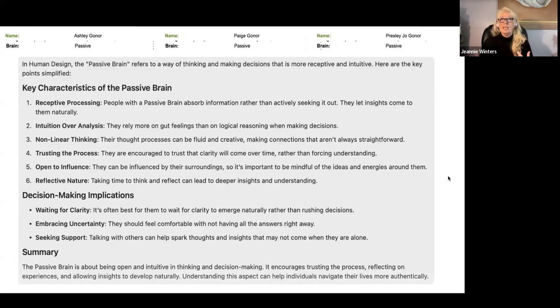Whereas, a masculine energy would be somebody who's like, I need to find this out. I need to know what this is. I need. So the decision making implication is waiting for clarity. It's often best for you to wait for clarity to emerge naturally, rather than rushing decisions. That's when you're in your shadow, or what they call the not self in human design.